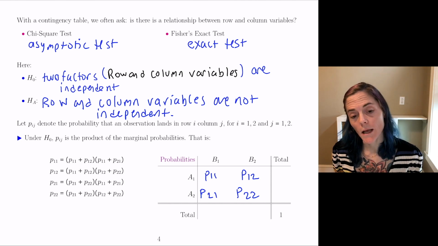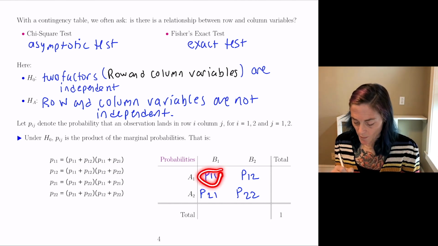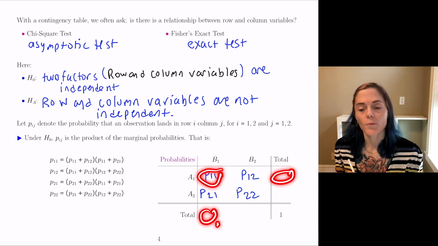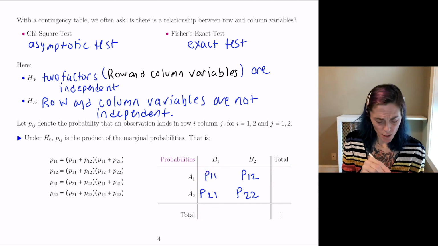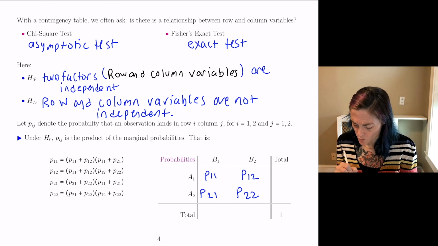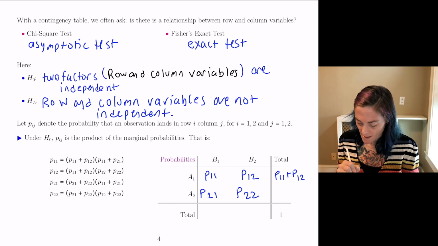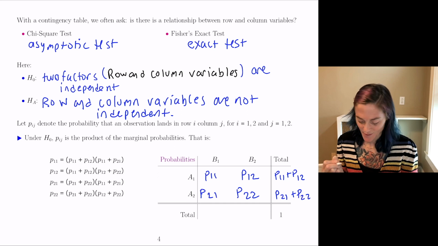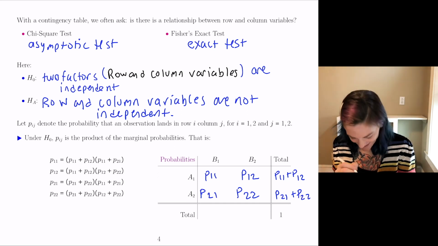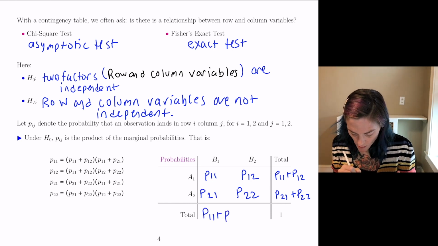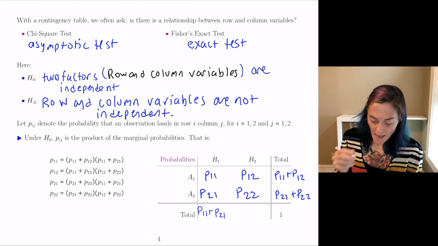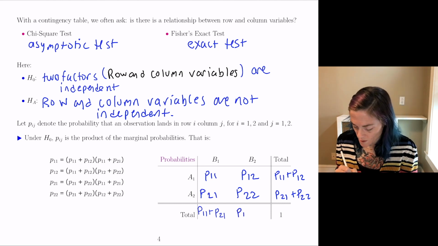Under H0, Pij would be a product of the marginal probabilities. So let's write the marginal probabilities here. We could add across the row. We would have P11 plus P12. We could add across this row, P21 plus P22. Then we add down over this column, P11 plus P21. Finally, we add over the second column, P12 plus P22.